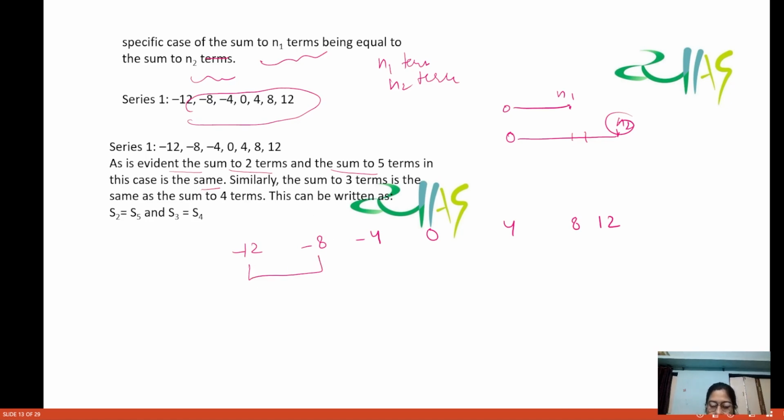What is the sum of 2 terms here? -20. And look at what the sum of 5 terms will come to. This 4 and 4 will get cancelled, again -20. So now I think you are familiar with this thing that sum to 2 terms is equal to sum to 5 terms.